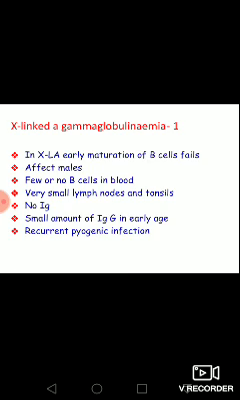As regards X-linked agammaglobulinemia, it is X-linked and mainly related to failure of early maturation of lymphocytes. It affects males, and usually few or no B cells are present in the blood, with very small lymph nodes and tonsils. No immunoglobulins are present. Also, a small amount of immunoglobulin G may be present at an early age, but recurrent pyogenic infection is a marker.